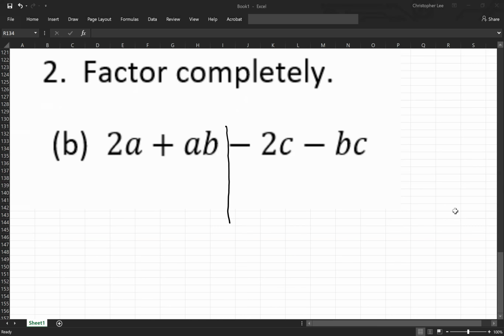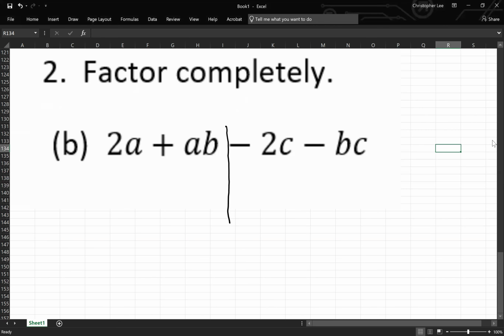Okay, sorry about that. All right. So we're going to group the first two terms and group the last two terms together. So I'm looking at the first group. That's the 2a plus ab. What's the greatest common factor there? A. Very good, all right? So now whenever I factor out an a, it's like I'm dividing by a, right? So what's left over? 2 plus b. Very good.